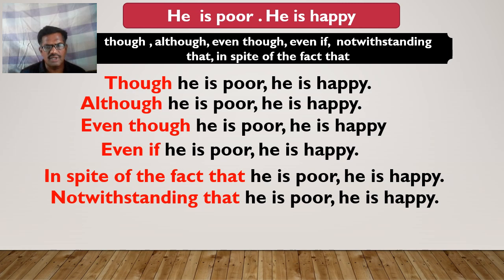Though he is poor, comma, he is happy. Although he is poor, comma, he is happy. Even though he is poor, he is happy. Even if he is poor, comma, he is happy. In spite of the fact that he is poor, he is happy. Notwithstanding that he is poor, he is happy. In this way, the subordinating conjunctions as linkers will go before the first occurring sentence.